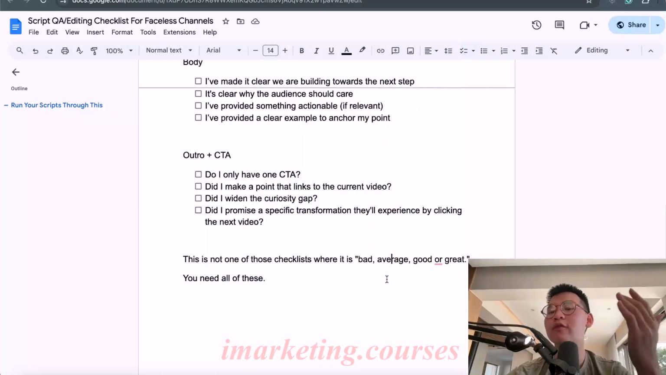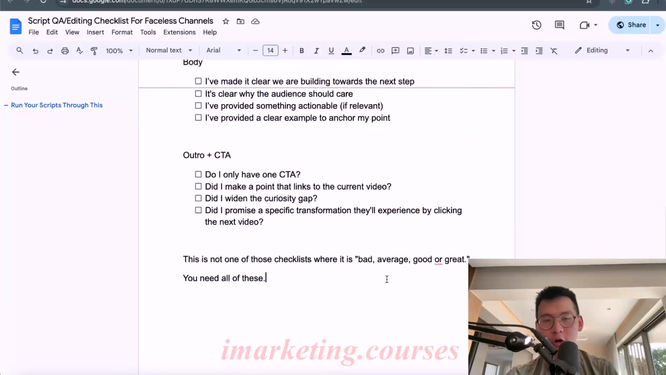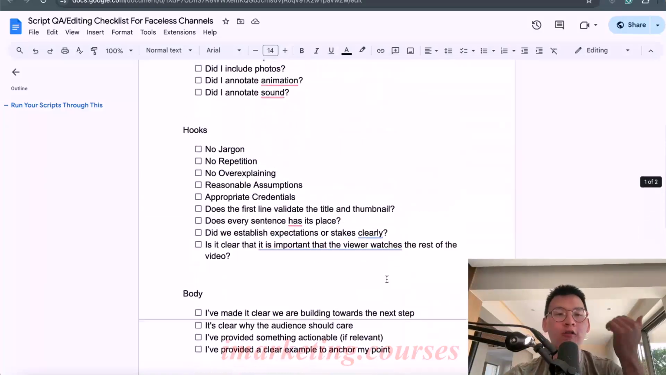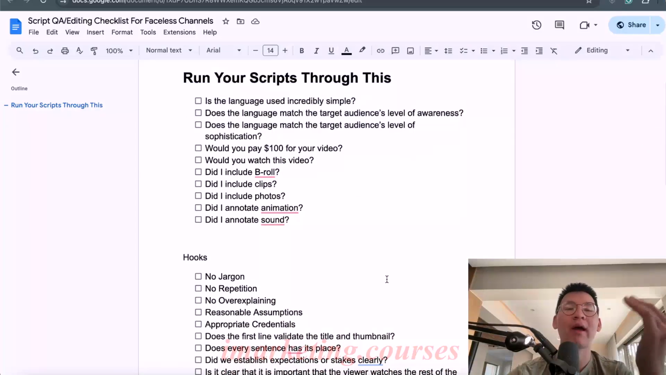This isn't one of those checklists where it's bad, average, good, or great, right? You need all of these. You need to check off all of these for every single script that you're writing.